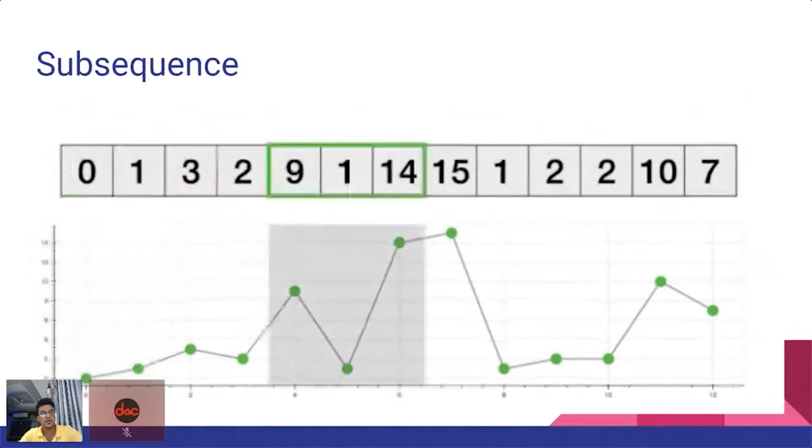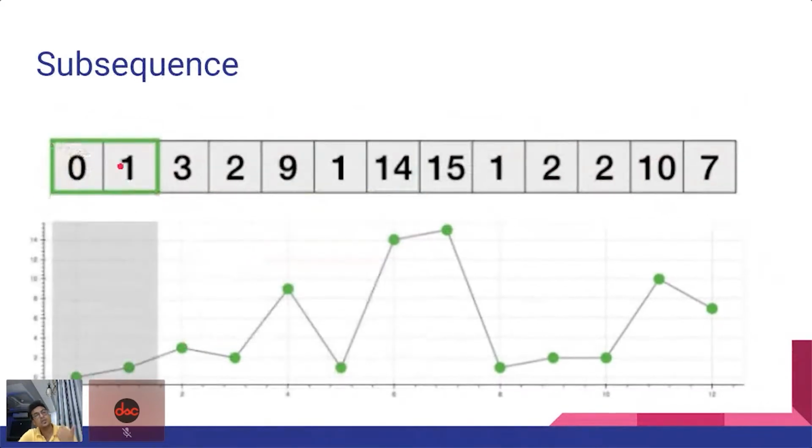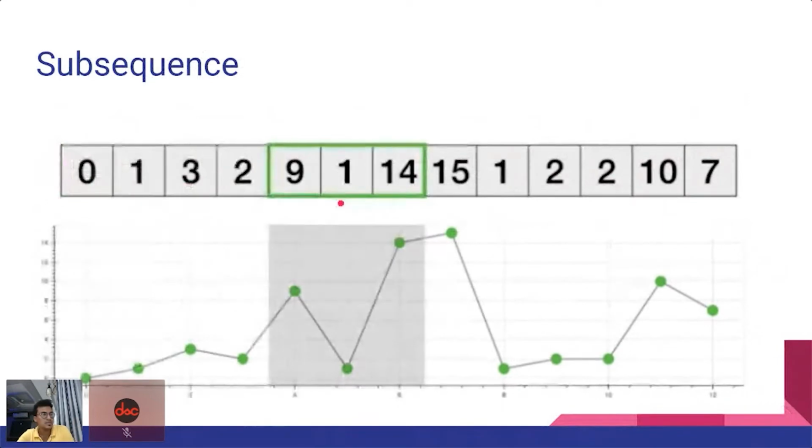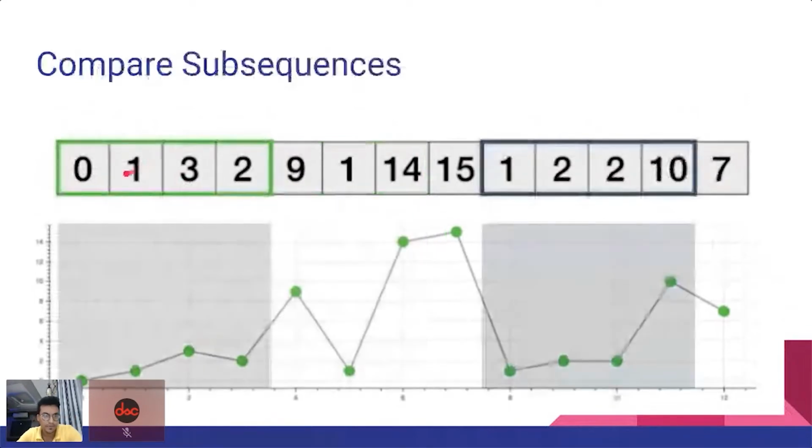So in this case, we took a subsequence of 2 elements. We can take a subsequence of 3 elements. We can also take a subsequence of 4 elements. This I will talk about later if you have any doubts with this. But let's say we take a subsequence of 4 elements here. This is the subsequence that we took. We will slide this, and now the next subsequence is 1, 3, 2, 9. Now we have a vector which is 0, 1, 3, 2, and we have a vector which is 1, 3, 2, 9. We will calculate the Euclidean distance between these 2 vectors, and then store it.